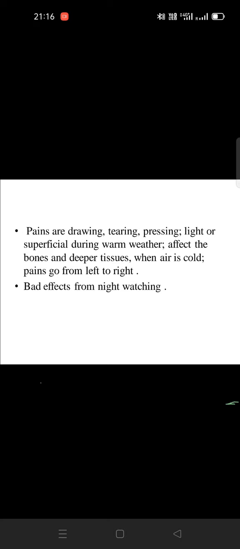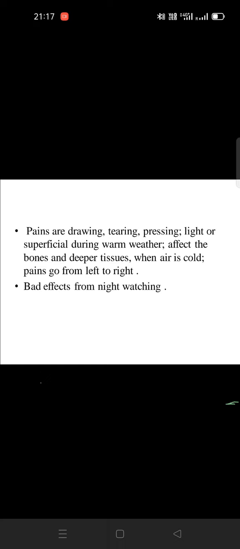But if there is a winter season or cold weather, then what will be there? Then pain will be shifting from left to right. Means if the patient is having pain in the left leg, then it will move to the right leg. That is Colchicum autumnale.